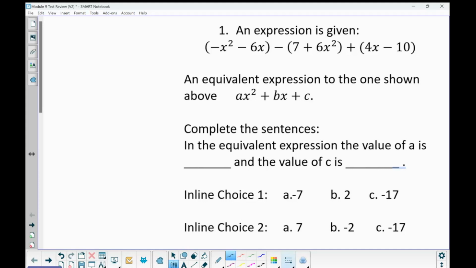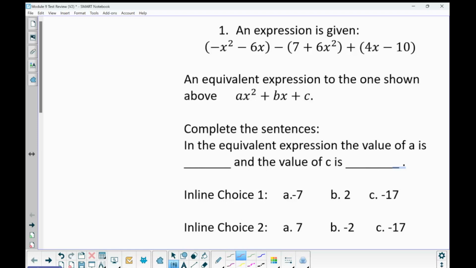All right, today we're going to be going over the Module 9 test review. Number 1 says an expression is given. An equivalent expression to the one shown above, ax squared plus bx plus c. Complete the sentence. In the equivalent expression, the value of a is blank and the value of c is blank.